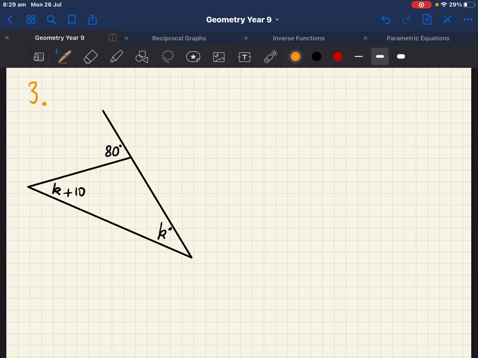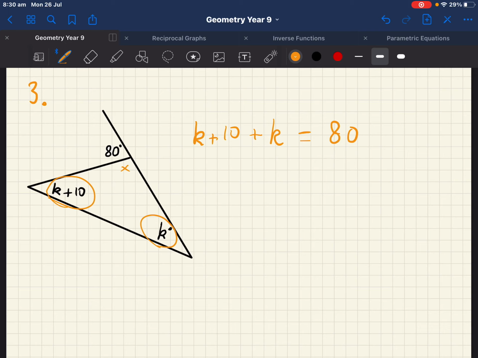Okay, on to our third example. Now this one here is a little bit more tricky, and by tricky, I mean it's going to be more fun. We want to find the value of k. Again, there's the exterior angle 80. That's the angle right next to it. The two opposite internal angles, k plus 10 plus the k, those two angles will add up and equal the size of our exterior angle. So just using that formula, the one that we wrote down in the red box earlier on, we've got our equation.